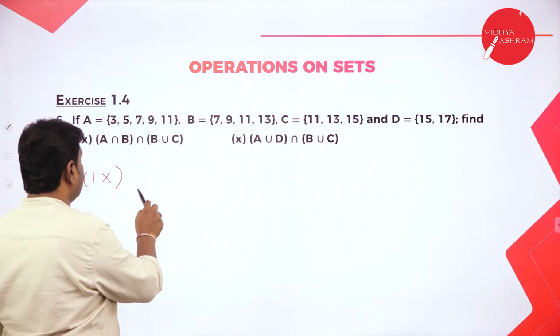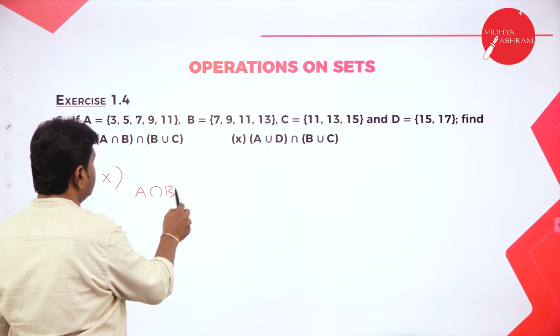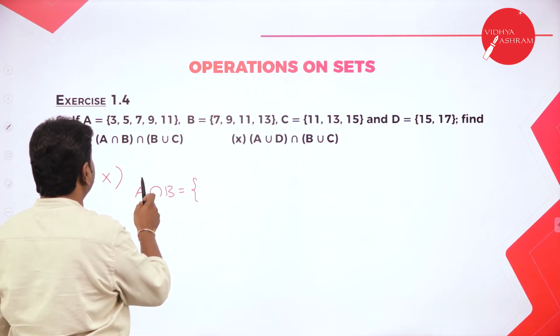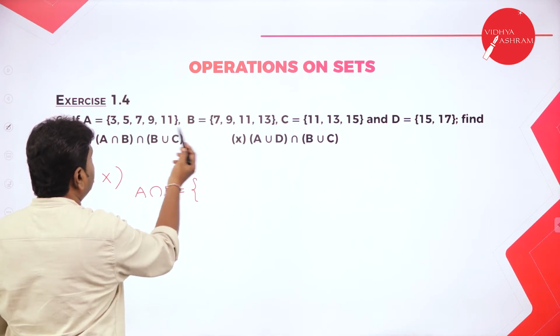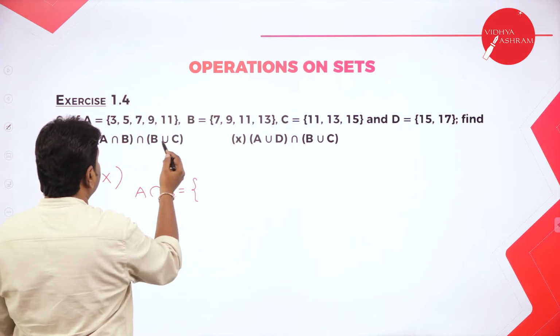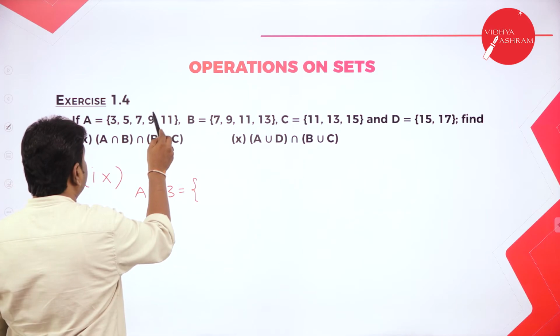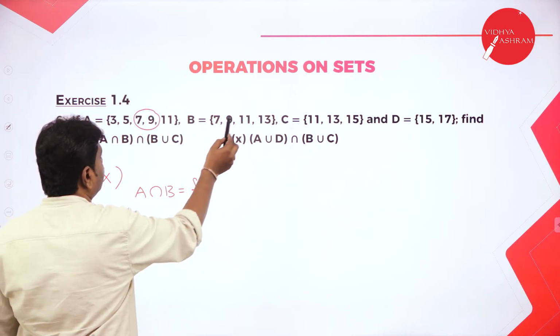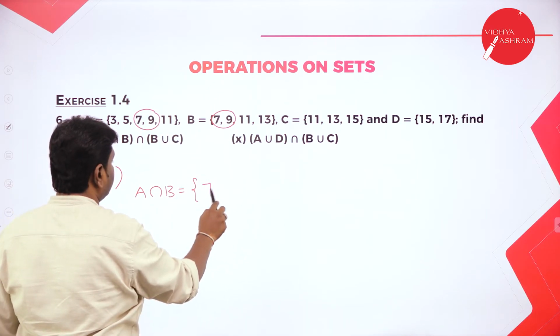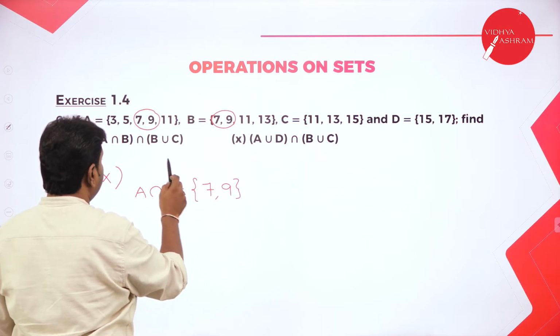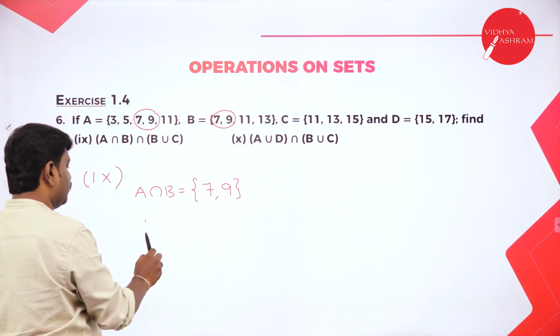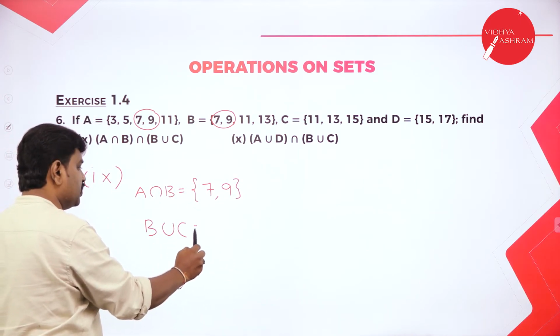First find A intersection B. What is meant by A intersection B? Common elements of A and B. What are the common elements of A and B? A is 3, 5, 7, and B is 7 and 9. These two are common in both. So A intersection B is 7, 9. Then I want this B union C. Find separately B union C. What is B union C?